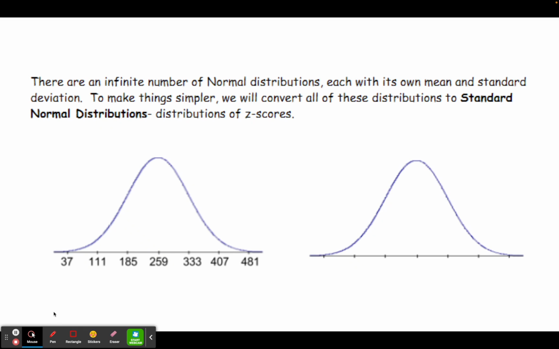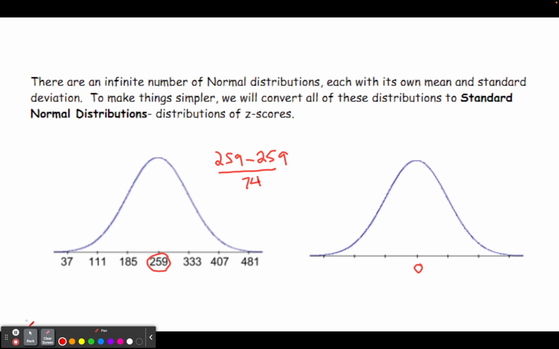Now, remember, for the z-score calculation, we take a performance. For example, if we take this performance right here, which is at the center, so his performance there is 259 yards, and we subtract the mean from it, which in this case is 259 yards. We divide it by the standard deviation, which is 74. That gives us a z-score of 0.